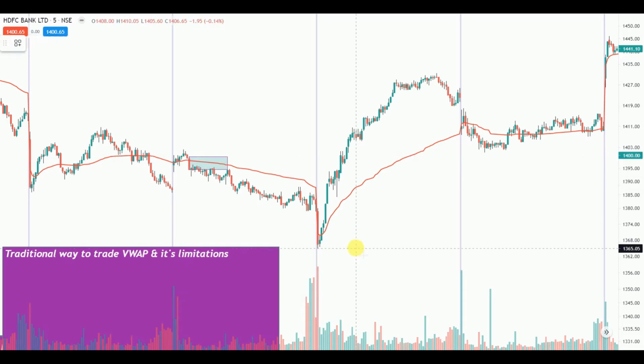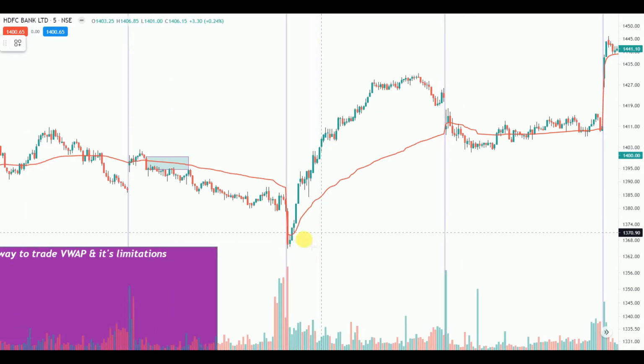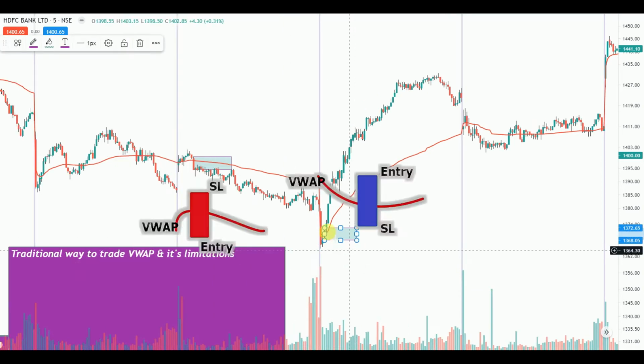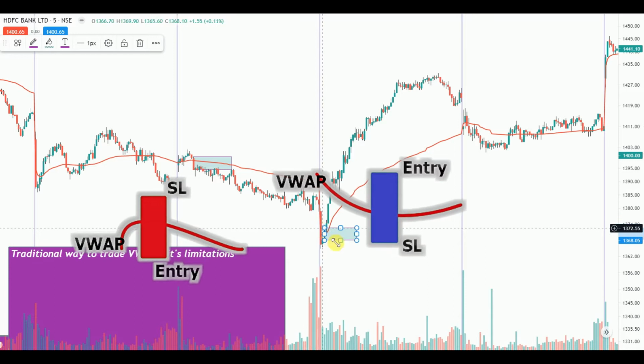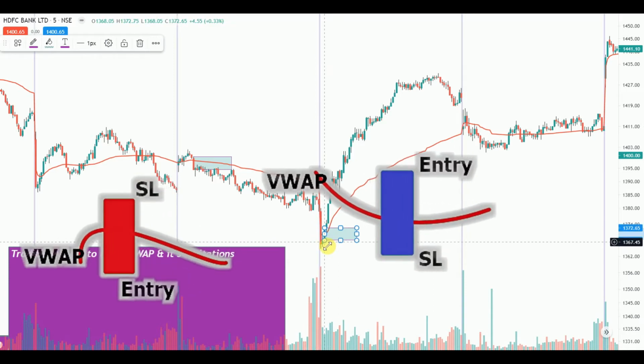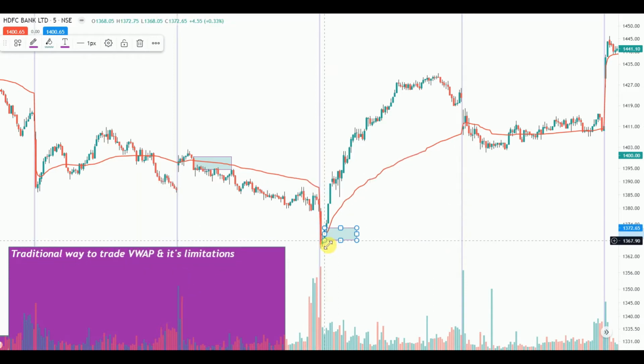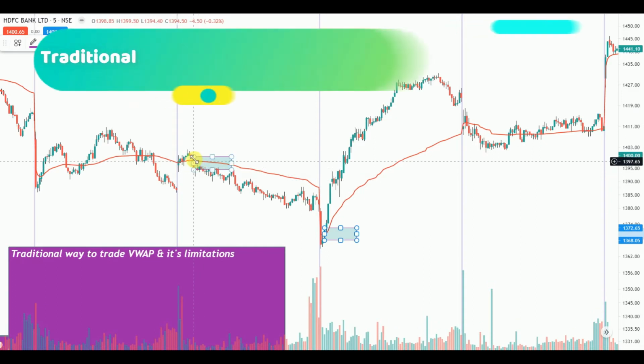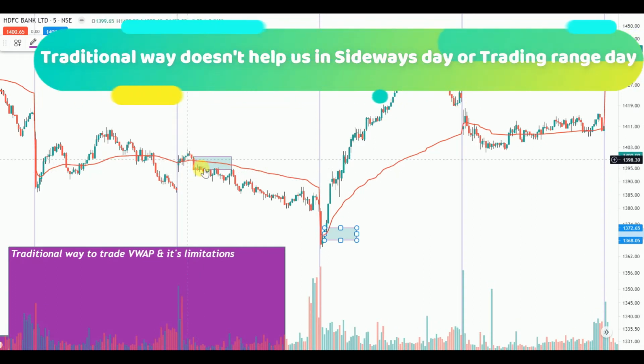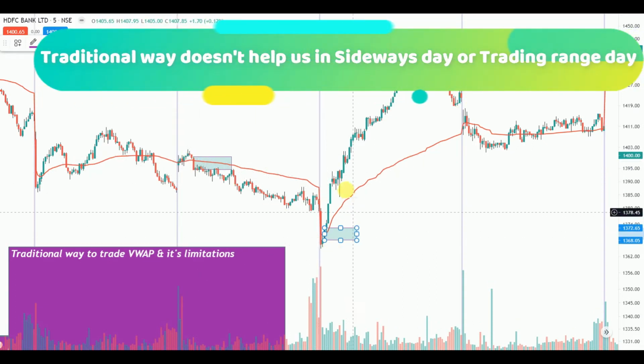Similarly, for a long entry, when price is breaching from the downside and closing above VWAP, like in this case, then we have to go long at the high of this candle and we have to put the stop loss at this point. But wait, there are a few limitations to using this strategy, because the traditional way considers only the trending stocks where this strategy could fit.